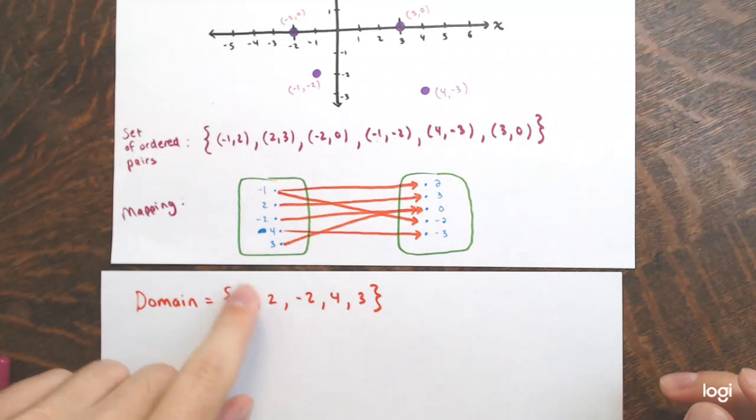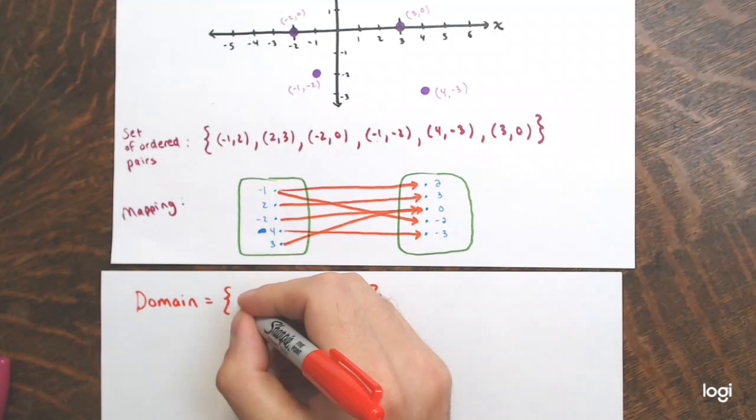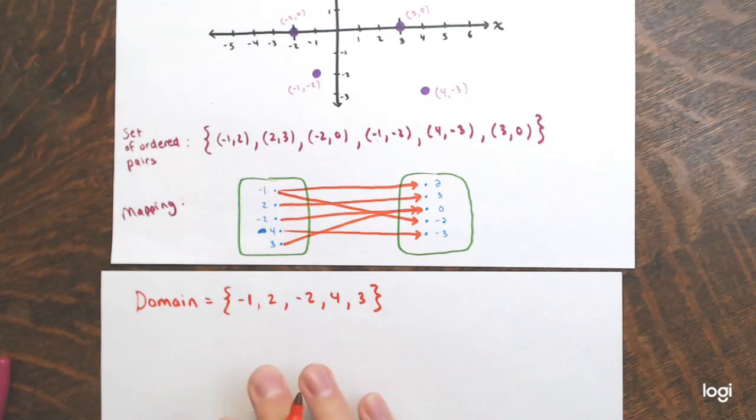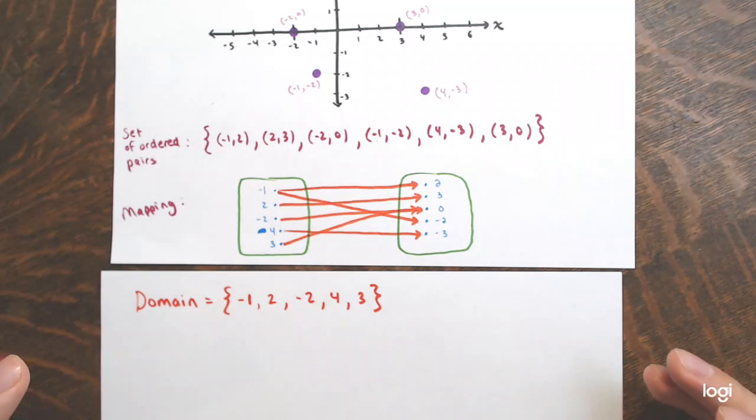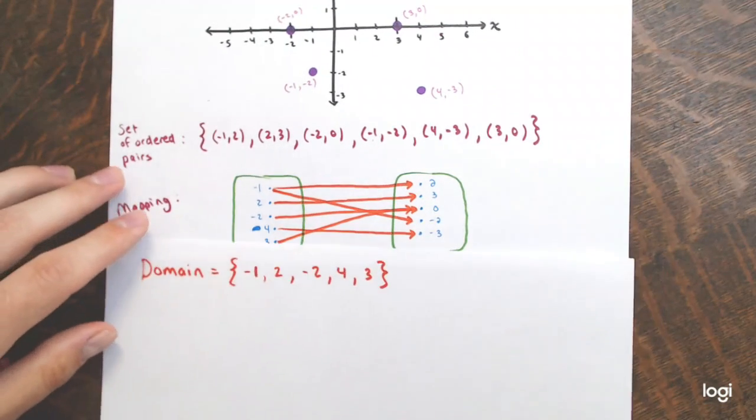Now again, I'm not repeating -1. If you mention it once, it's fine. So there's the domain: all the inputs, all the values in the first set that correspond to a value in the second set, and then the range.